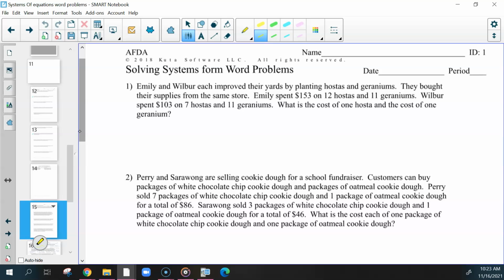So important things. She spent this total on 12 hostas and 11 geraniums. He spent $103 on 7 hostas and 11 geraniums. It's asking us to find the cost of 1 hosta and the cost of 1 geranium. The 2 things they ask you to find are the 2 things you don't know, so those 2 things are going to be your 2 variables.